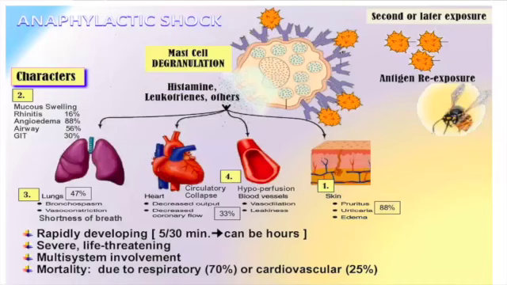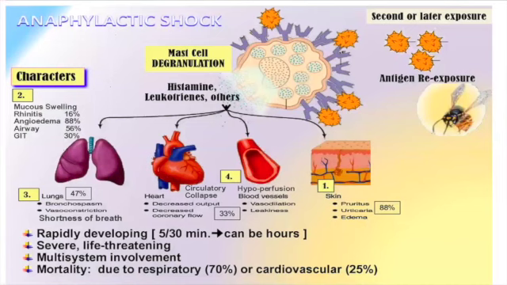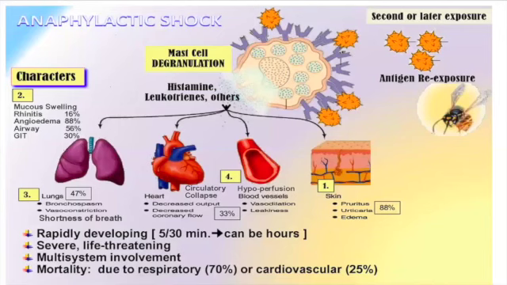Okay, we will proceed. So the physiological impairment in this case is very obvious, as Dr. Saif said. It is an anaphylactic shock, where the patient is already known to have an allergy to peanut, and from the history, it seemed that she had developed an anaphylactic reaction to ingestion of some of the food at that party. So a quick review of the pathophysiology of anaphylactic shock and reaction.